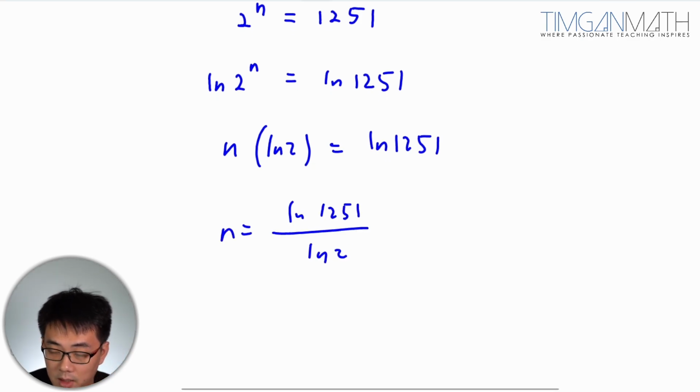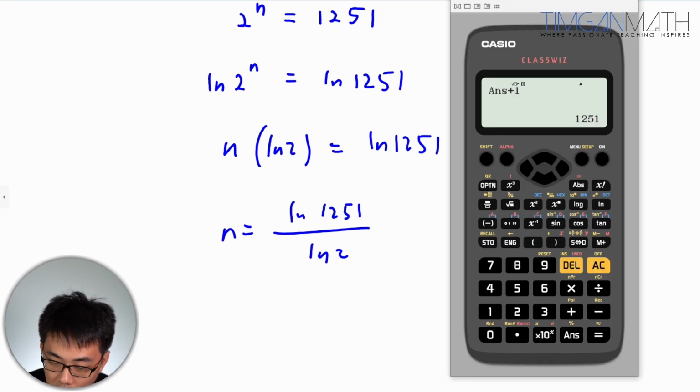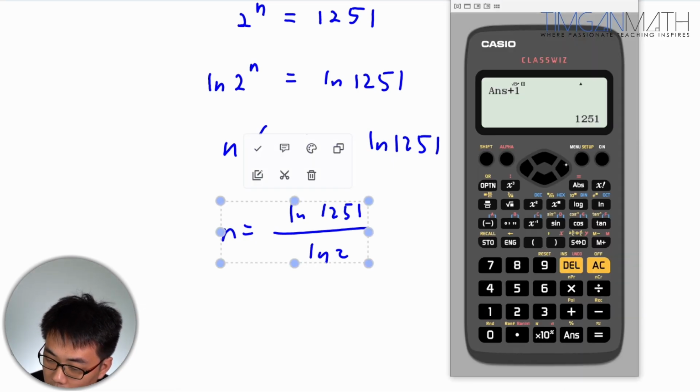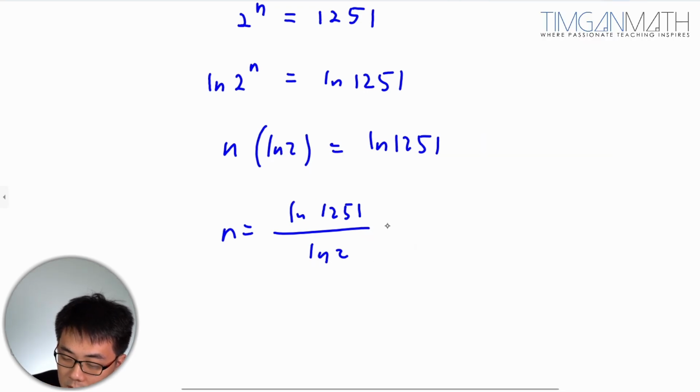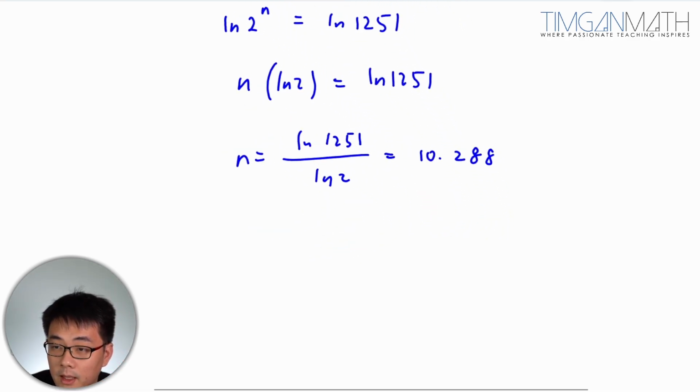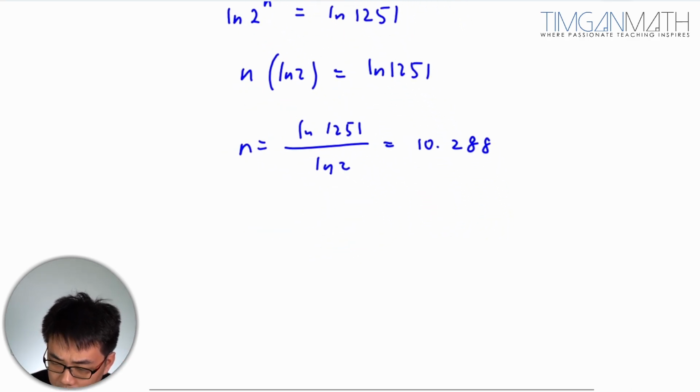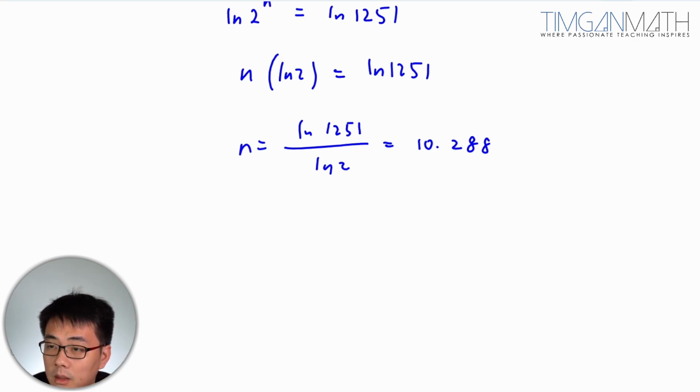So n will just be ln 1251 over ln 2. Key in the calculator, ln 1251 over ln 2, and that will give us 10.288. This is 10.28886.